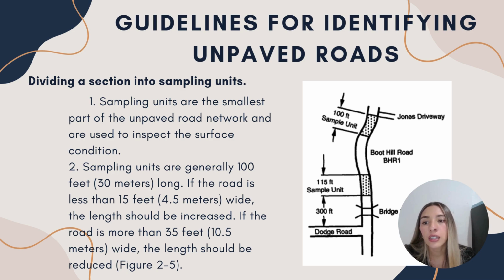Dividing a section into sampling units. Sampling units are the smallest part of a pavement road network and are used to inspect the surface conditions. Sampling units are generally 100 feet long. If the road is less than 15 feet wide, the length should be increased. If the road is more than 15 feet wide, the length should be reduced.